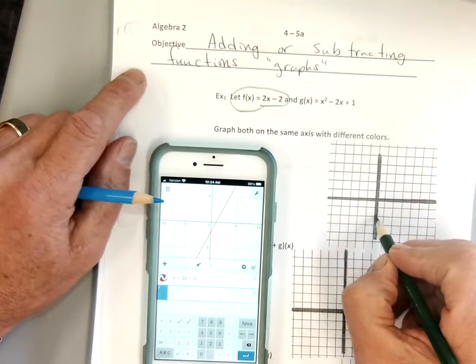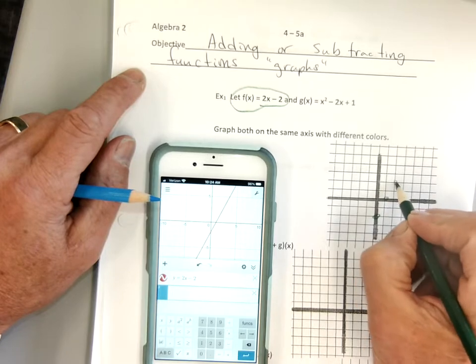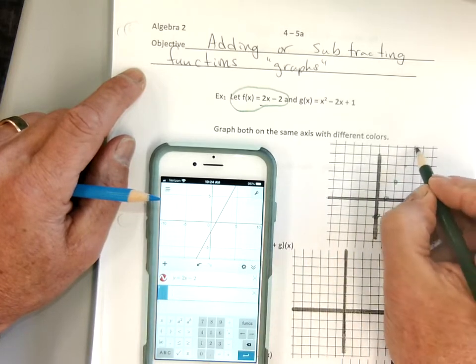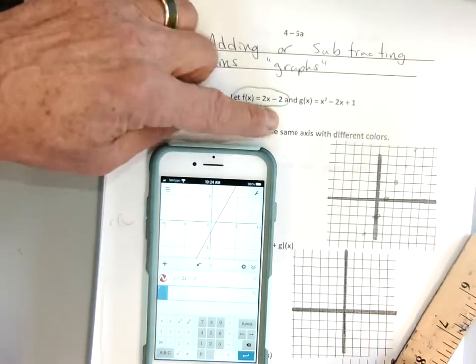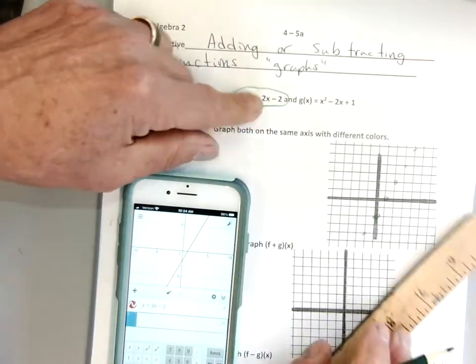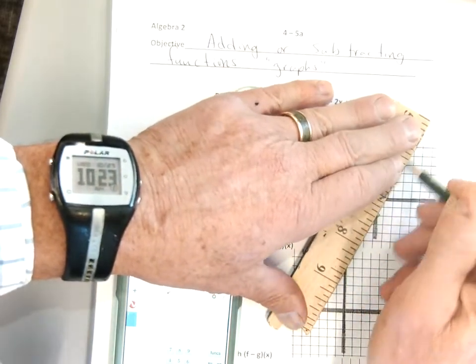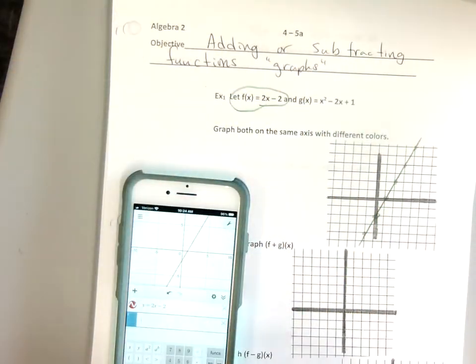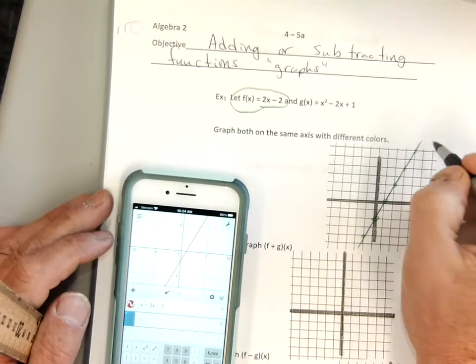Start at -2. I know this graph. Up 2 over 1, up 2 over 1, up 2 over 1. You can see it on Desmos also, but I know what this graph looks like. It's a straight line, y-intercept of -2 and a slope of 2. So there's my first graph. I'll try and go slowly so you can keep up with me, okay? So I just graphed f of x in green.